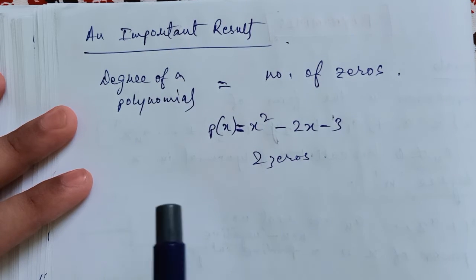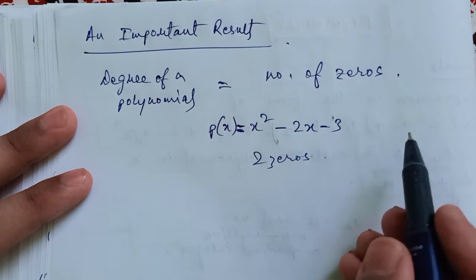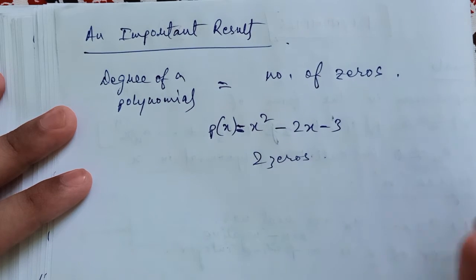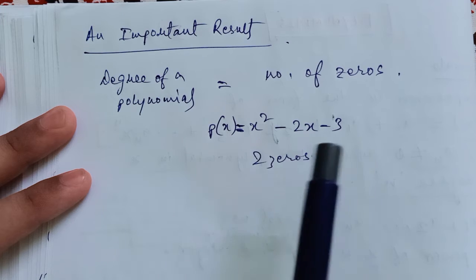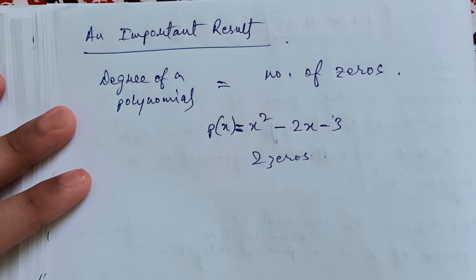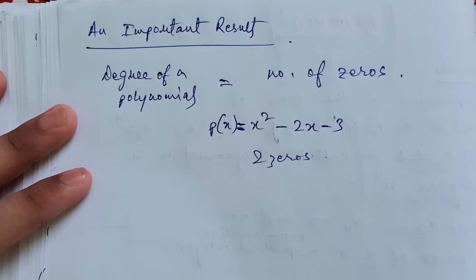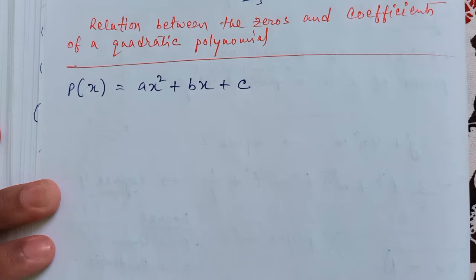Okay, so I have written that the degree of a polynomial is equal to the number of zeros. If you have a cubic polynomial, there will be 3 zeros. If you have a biquadratic polynomial, that is degree 4, you will have 4 zeros, right? So this is a very important relation that you need to keep in mind.